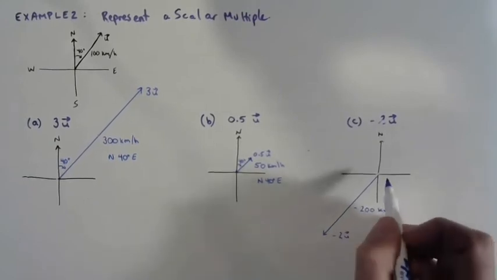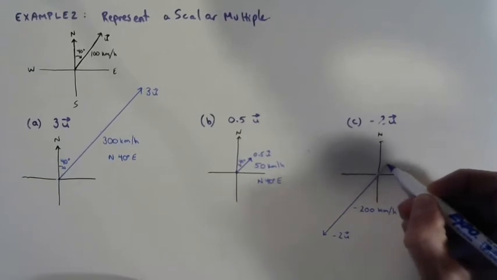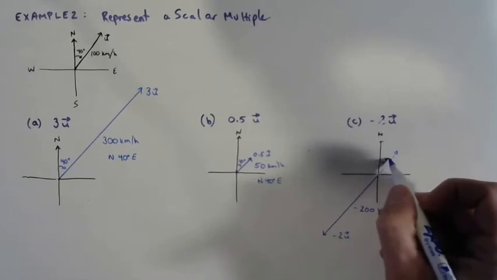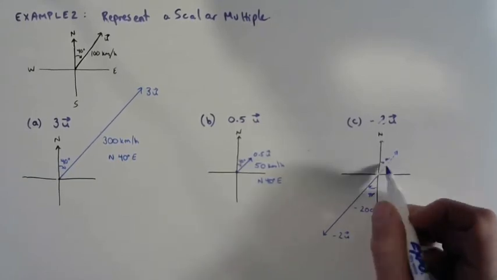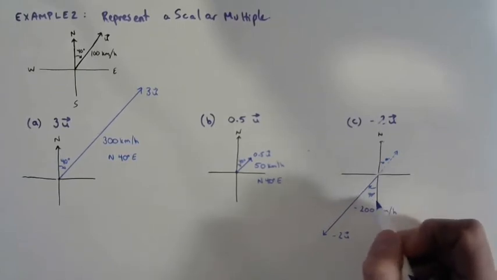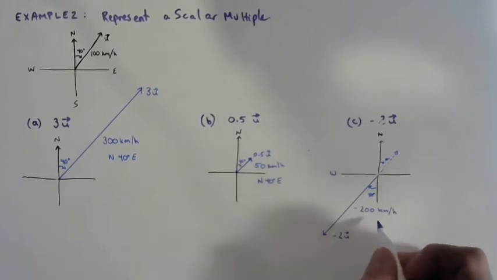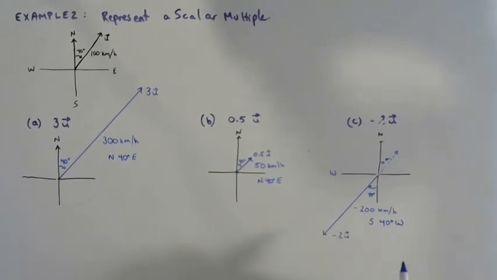Now the angle is the only little tricky part on this one that you have to think about. If I have my original vector as a dotted line and this was 40 degrees, that tells me that this is going to be 40 degrees. It's an opposite angle, okay? And so we're looking at west of south, 40 degrees. So we've got south 40 degrees west. That is the direction that we're heading with a velocity of negative 200 kilometers per hour.